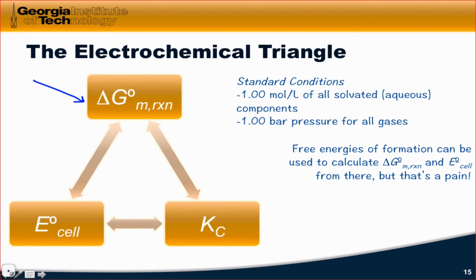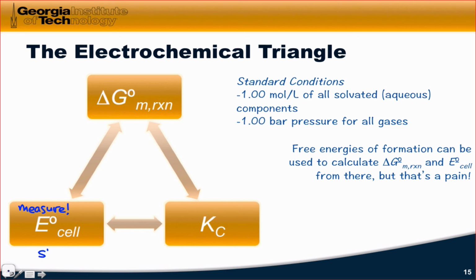One way to gain entry to this cycle of electrochemical and thermochemical values is to use free energies of formation to calculate the standard delta G. We can then use that delta G to calculate Ecell from there, for example, but that's kind of a pain, especially when we're working in an electrochemical context where we can just measure Ecell directly. Note that measuring Ecells actually provides us another way to find standard free energies of reaction. We just construct a cell under standard conditions and measure the resulting voltage.